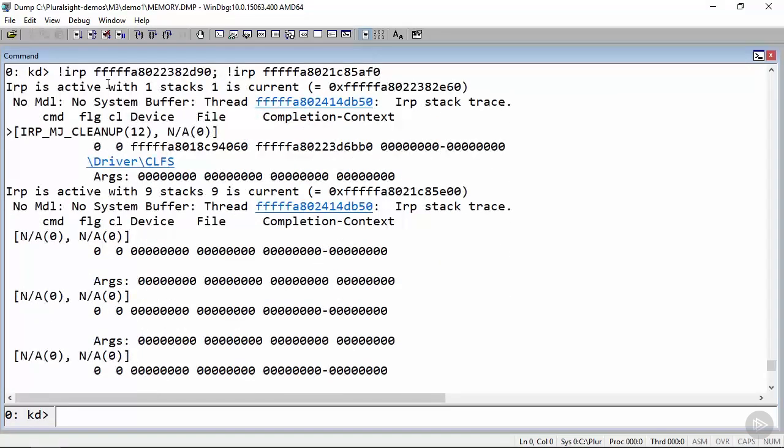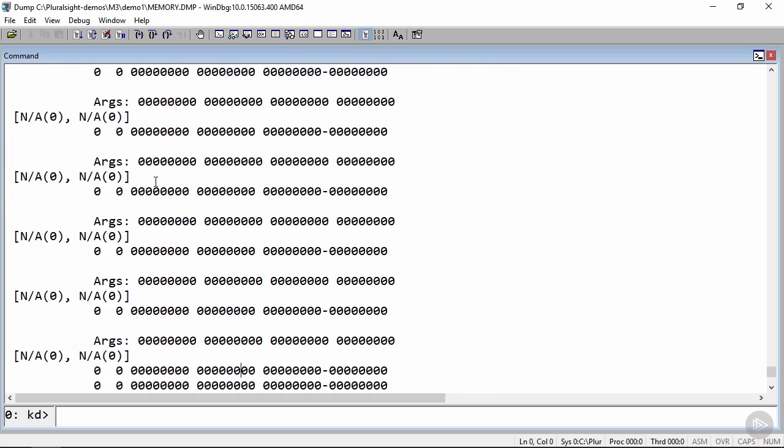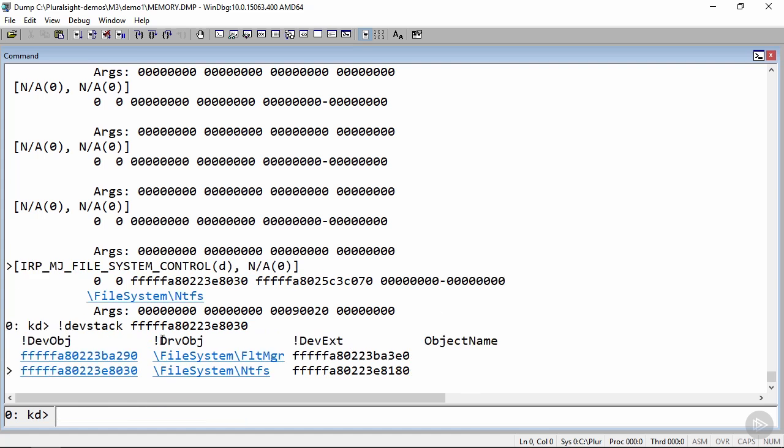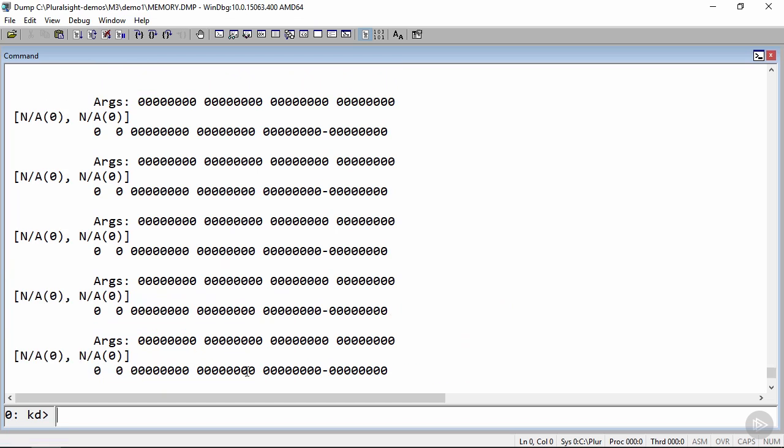Here we have an IRP that was, as we know, dealing with the Common Log File System, and it has a device ID right there. We could take a look at that device ID and get a bit more information about it. Namely, we'll run !devstack, and it tells us information such as the various drivers involved. Now that was one of the device IDs. Let's go take a look at the other one.